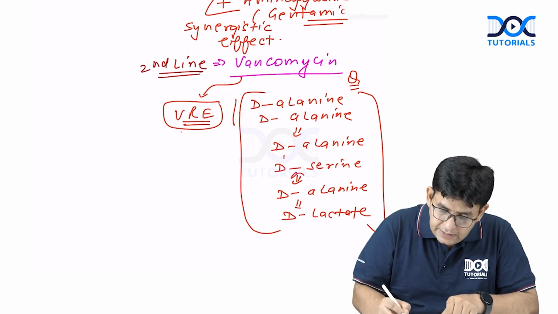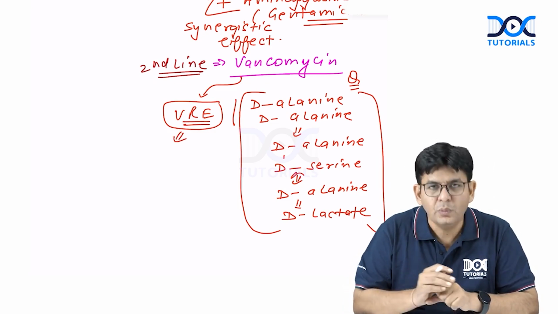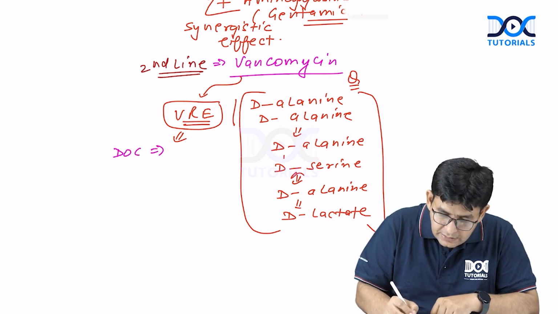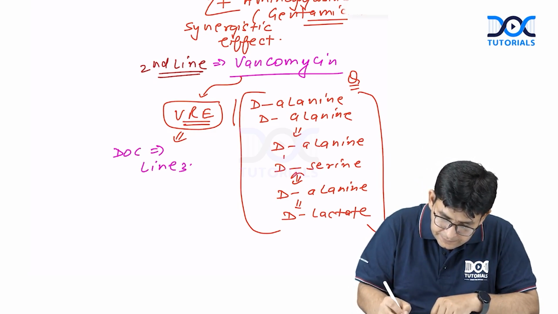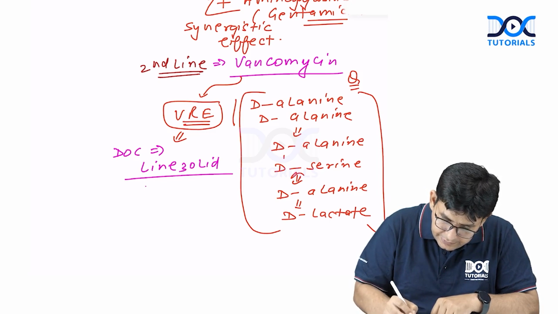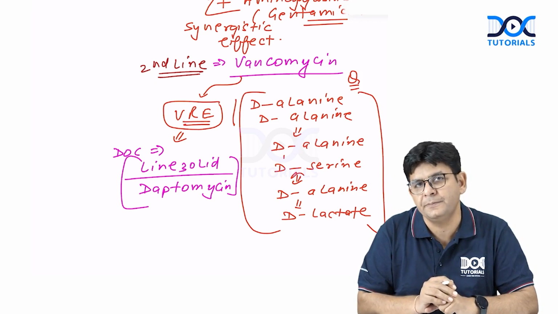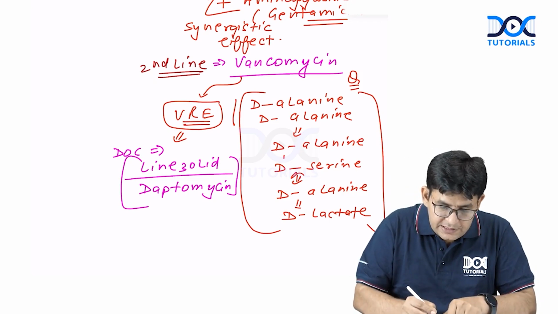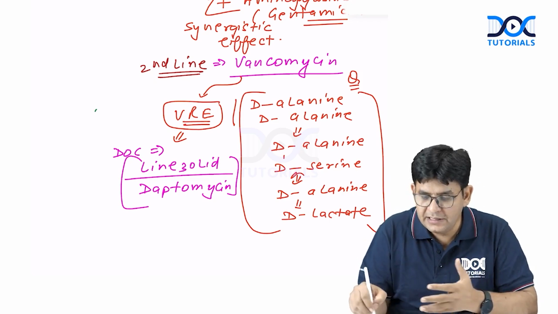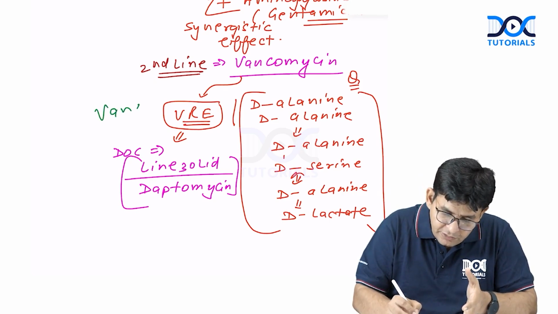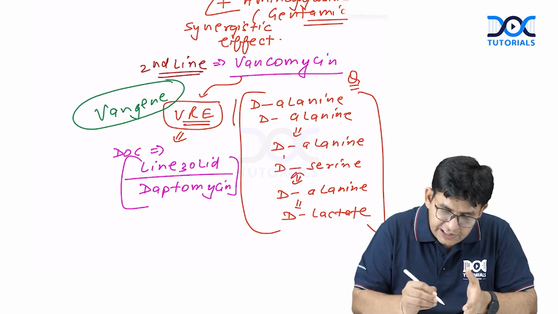Is it fine? And what have they become because of that? VRE. And what is the drug of choice for this VRE now? The answer is linezolid or daptomycin. Linezolid or daptomycin can be used for this VRE. And how have they become VRE, guys? How are they able to make this particular change? From somewhere they have got a gene, and what is that gene name?